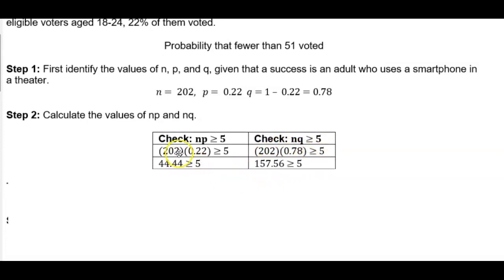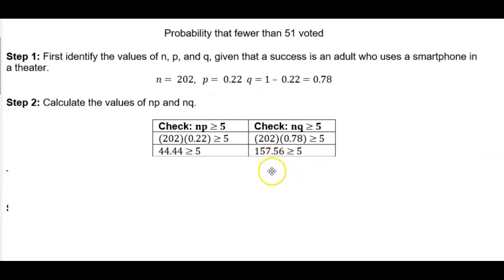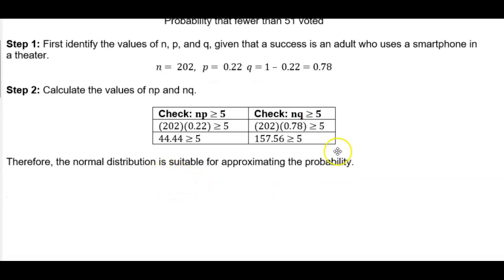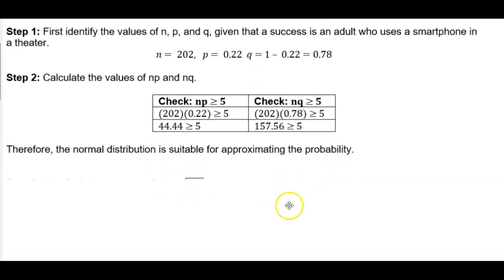So if we take 202 and multiply it by 0.22, we get 44.44, which is greater than 5. And then 202 times 0.78 is 157.56, and that's also greater than or equal to 5. Therefore, the normal distribution is suitable for approximating the probability.